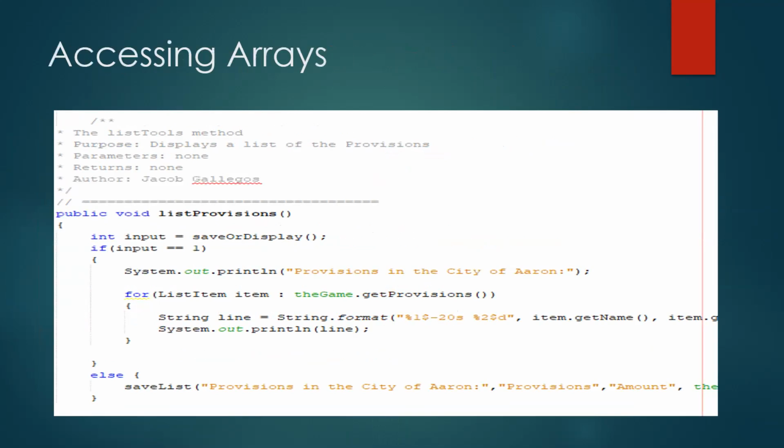So we have a for loop that goes through the array list and gets every item out of it. And when we print it out, we can call item.getName or item.getNumber and be able to reference each individual object that was stored into the array list.